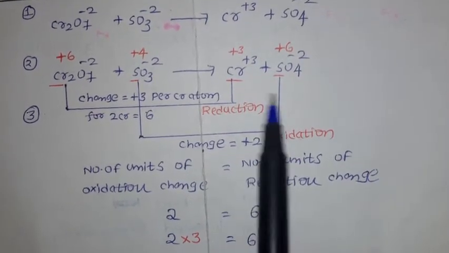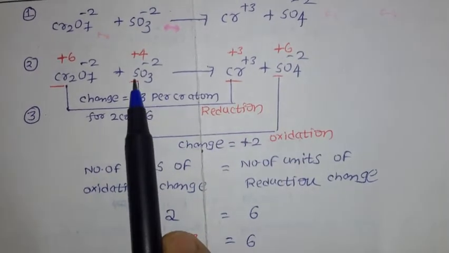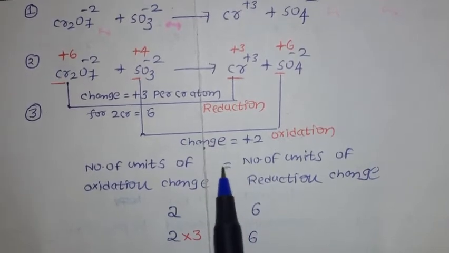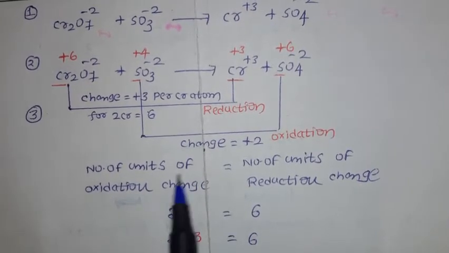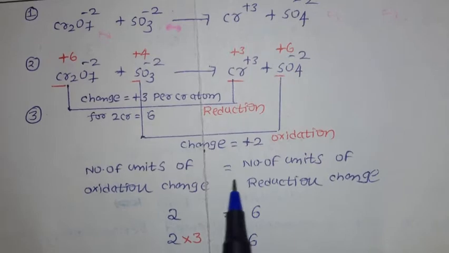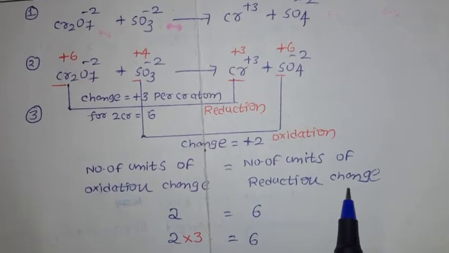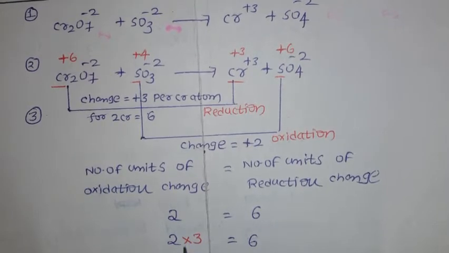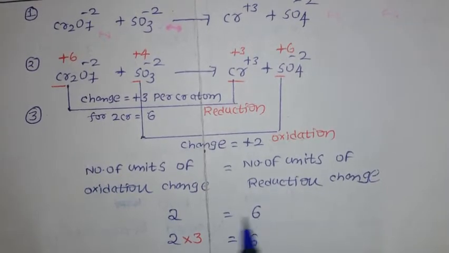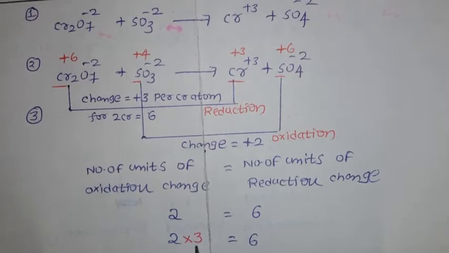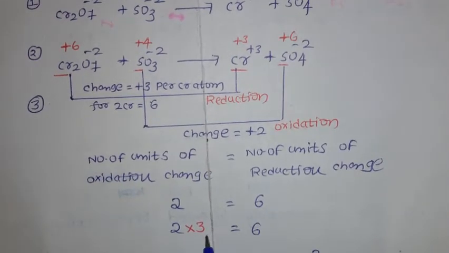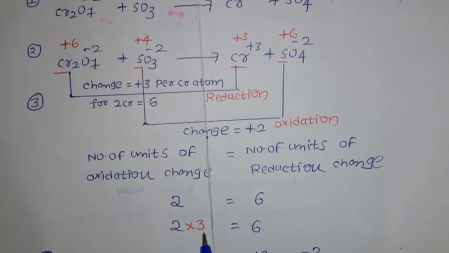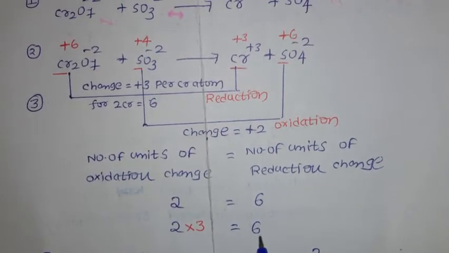Now we have 1 sulfur, no problem, so the total change is 2. But here we have to make them equal: the number of units of oxidation change should be equal to the number of units of reduction change. Do we have the same here? No. So you have to multiply with some number to equalize. If I multiply this 2 with 3, 2 into 3 is 6, equal to 6. Now the number of units of oxidation change is equal to the number of units of reduction change.